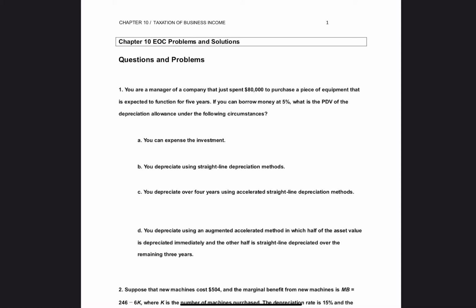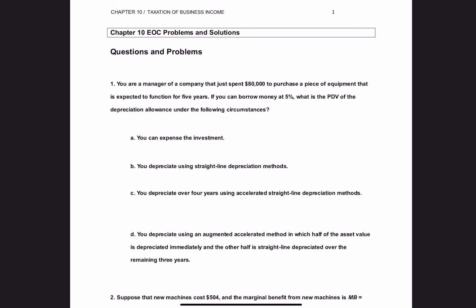So welcome everybody to this week's problem set, which will deal with chapter number 10 with the topic taxation of business income. So question number 1, you are a manager of a company that just spent $80,000 to purchase a piece of equipment that is expected to function for 5 years.